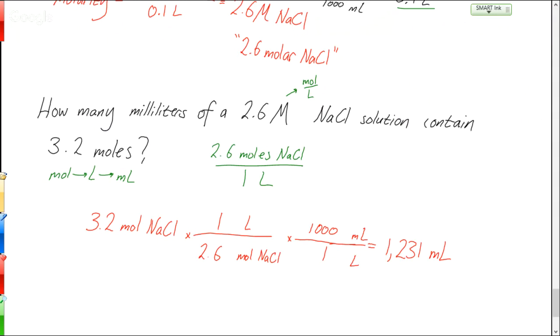That makes sense. If it's 2.6 molar, that means there's 2.6 moles in each liter. So if we want 3.2 moles, that's a little bit more than that, so we need a little bit more than a liter of the solution.